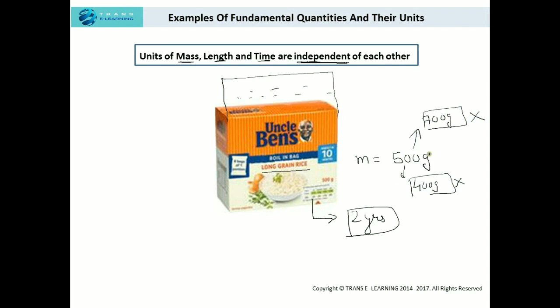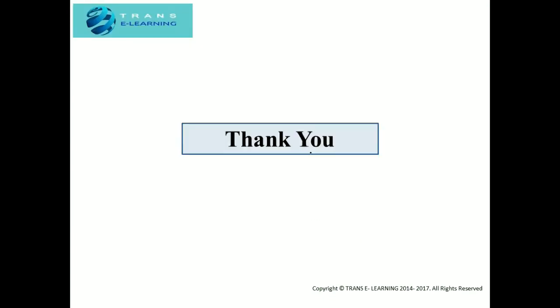So as you can see here that the units are independent of each other. That means gram is independent of years, and the years is independent of gram. The value of the mass will not change with the time, and similarly the value of this length, whatever is the length here, that will not change with time. So this was the example telling you that mass, length, and time are independent of each other. That is why they are known as fundamental quantities, and the units associated with them, that is kg, meter, and second, are fundamental units.